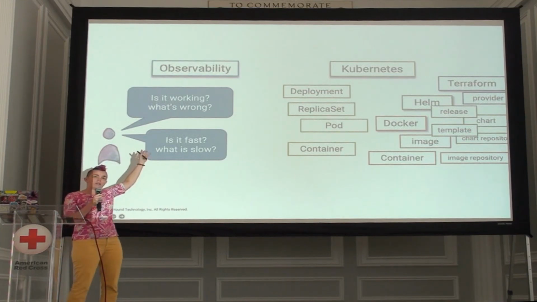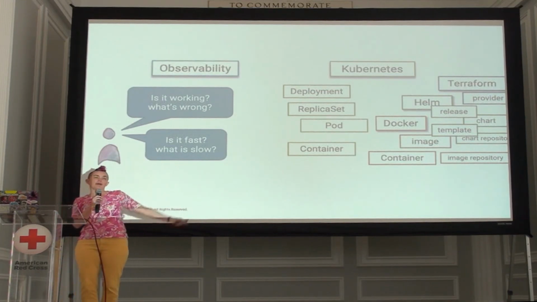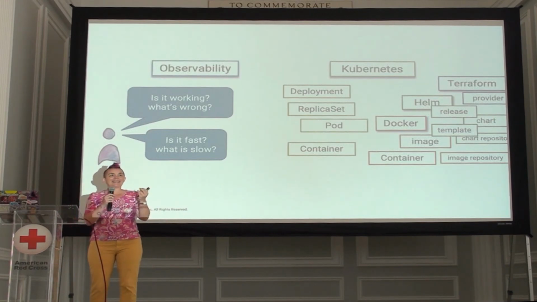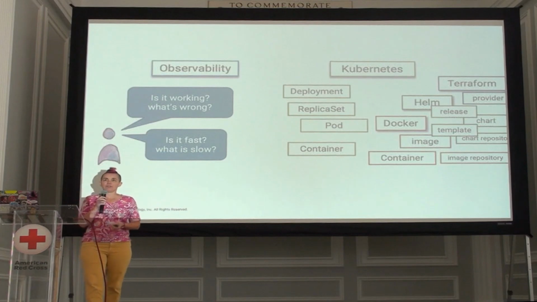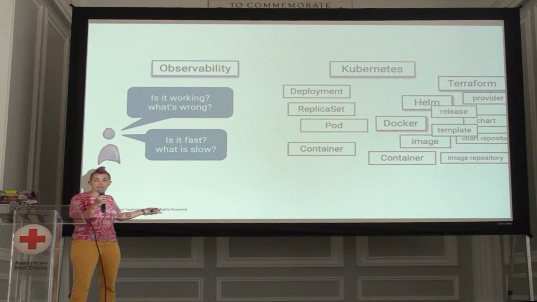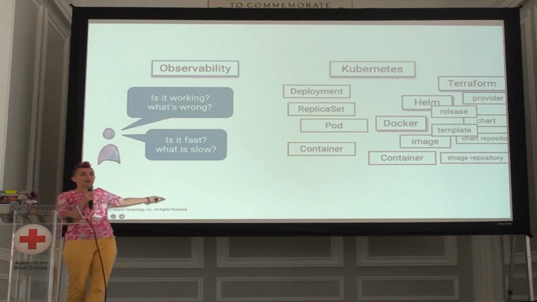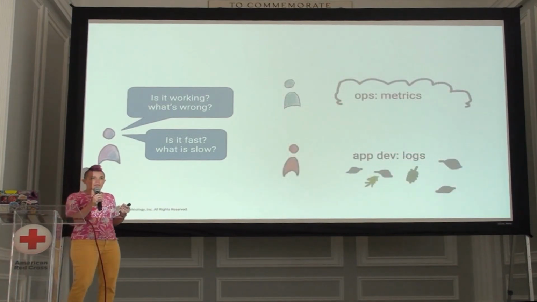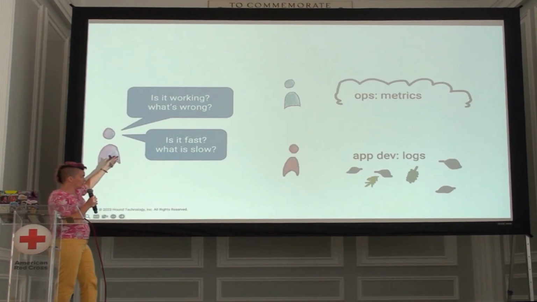But I also want to know, not just, does my app work on my computer or in CI, but is it working? Is it actively working in production? And if not, I need to find out what's wrong. And then I can care about whether it's fast or what's making it slow. And historically, this has been divided, of course, between dev and ops.